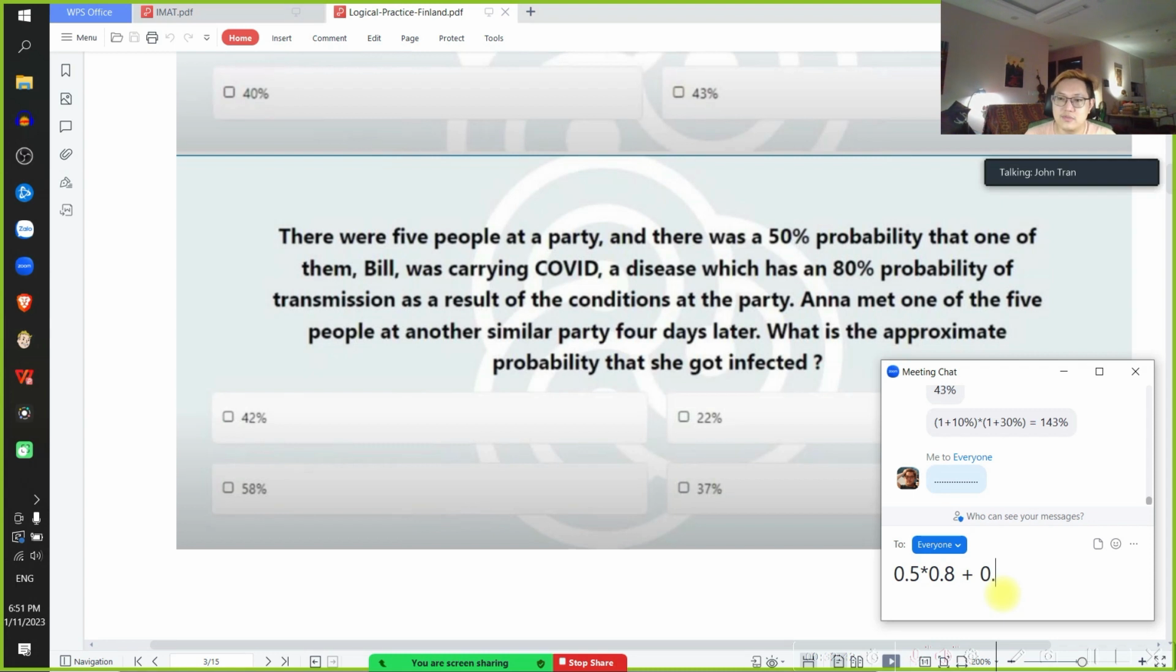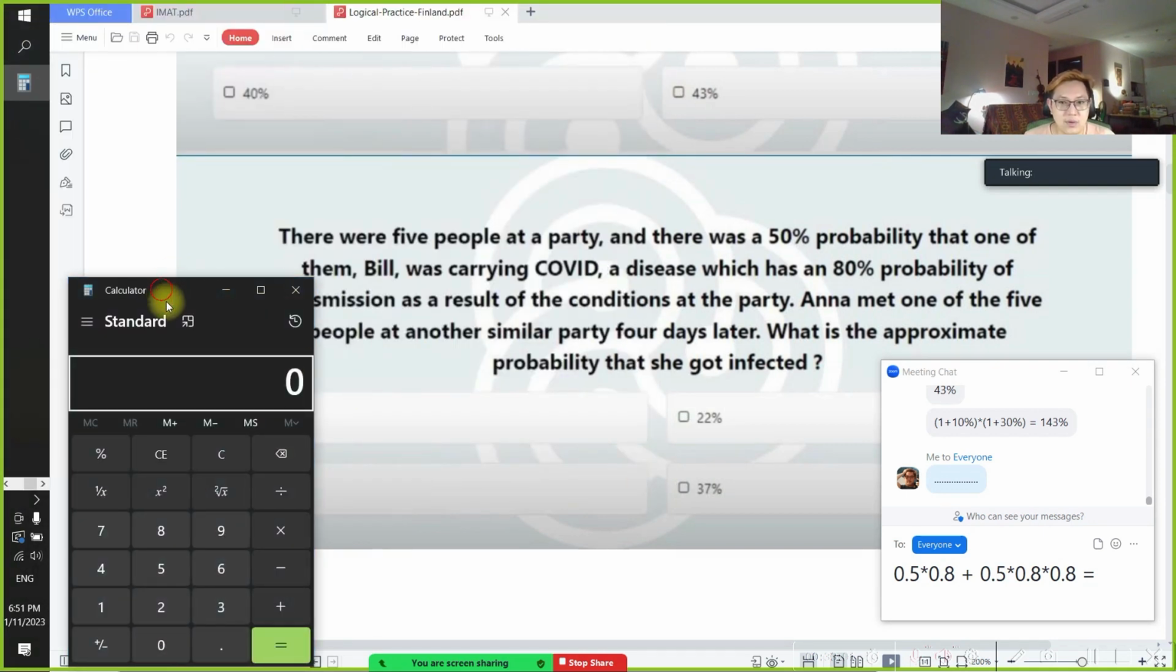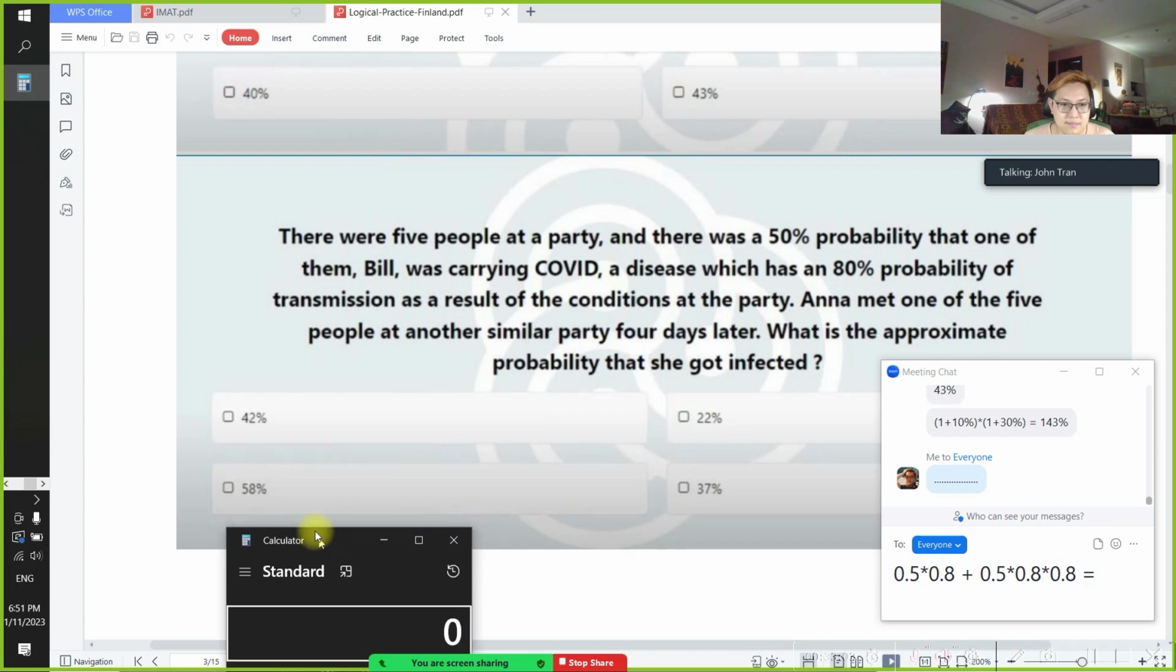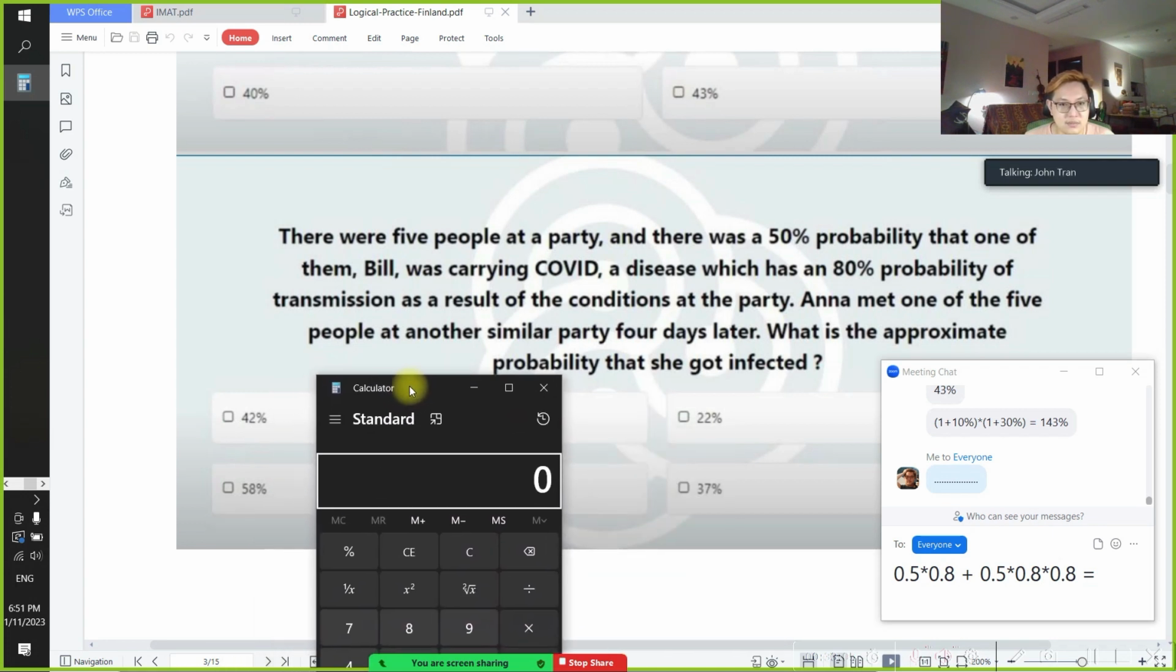So let's try it. 0.5 times 0.8. And then let's try 0.8 again. Let's see what happened. Try it. Because all the answers yield very weird percentages, right?